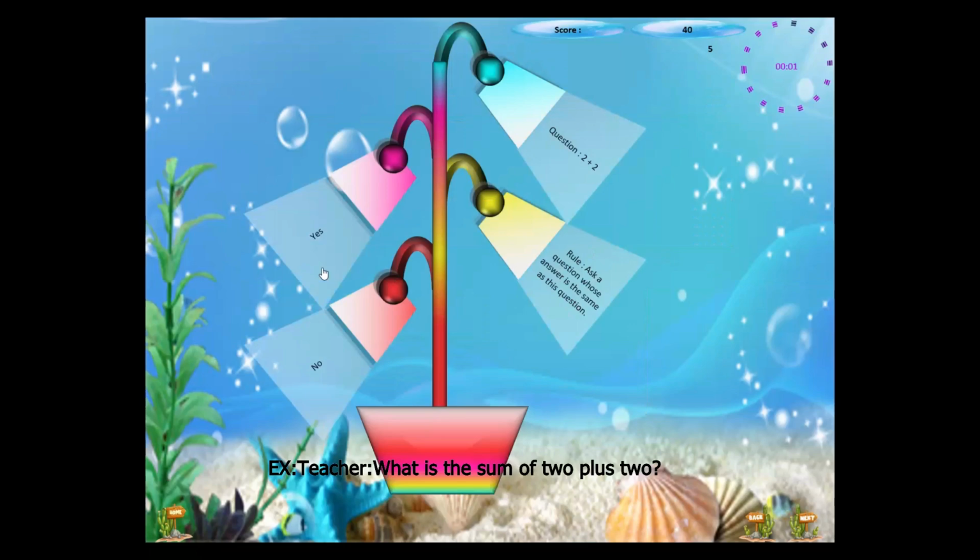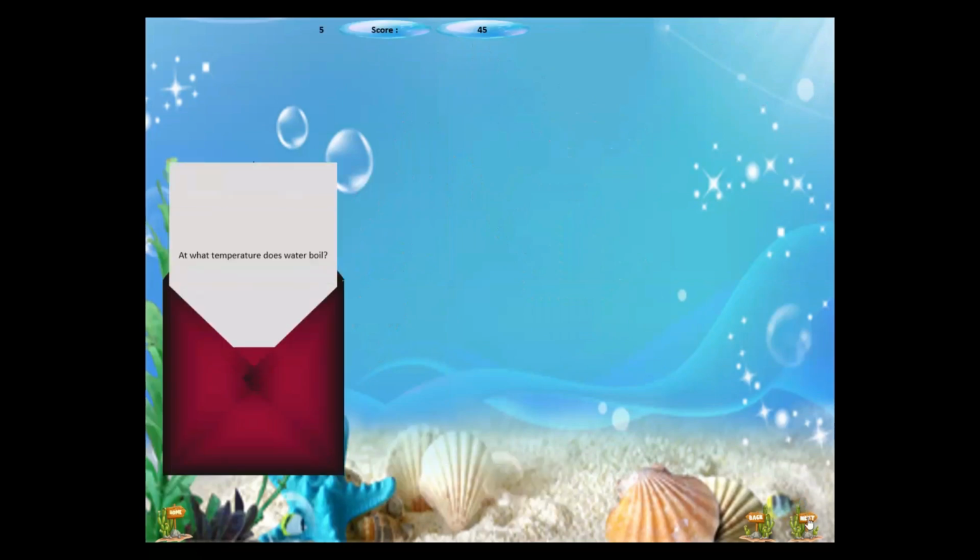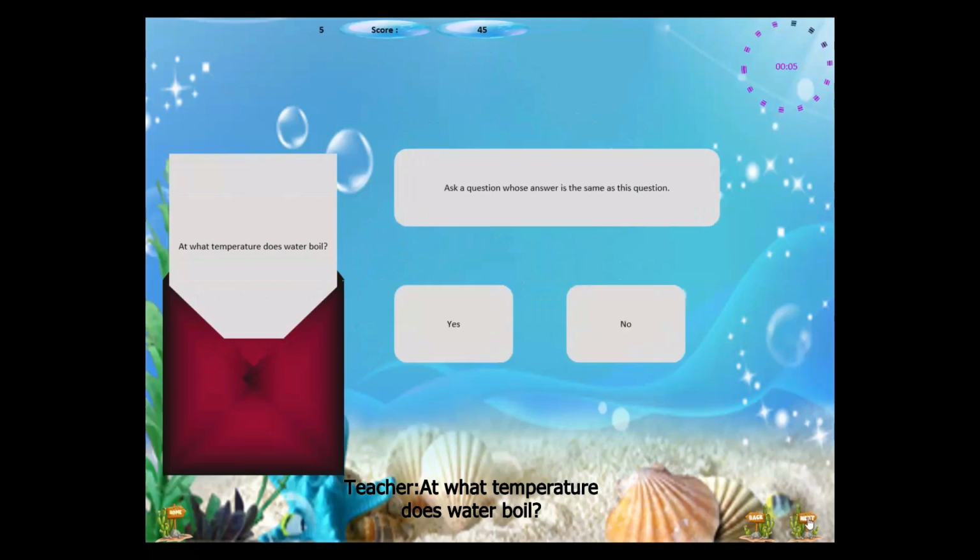Examples: Teacher, what is the sum of 2 plus 2? Student, what is the sum of 3 plus 1? Both answers are 4, but the student creatively restructured the question. Teacher, at what temperature does water boil? Student, at what temperature does steam form? Both questions lead to the answer: water boils at 12 degrees Fahrenheit.